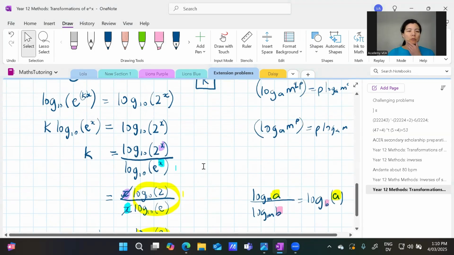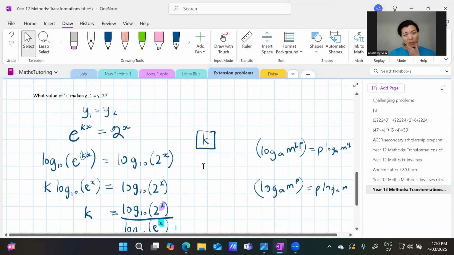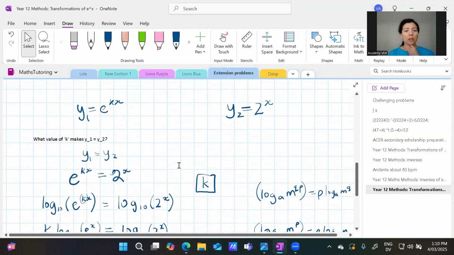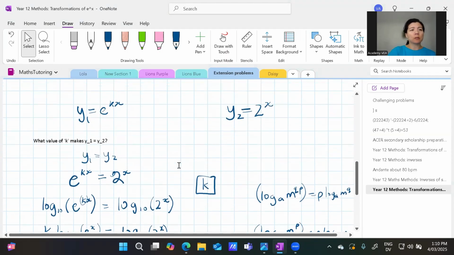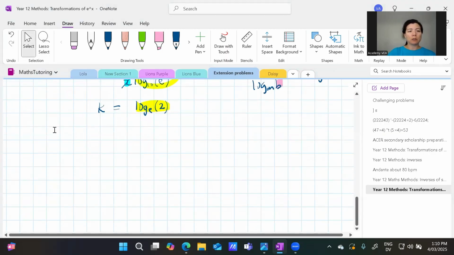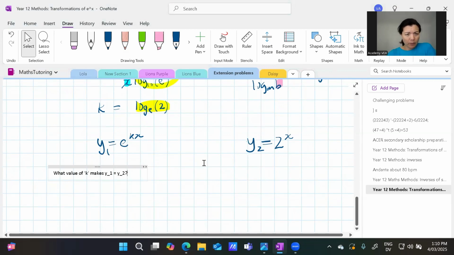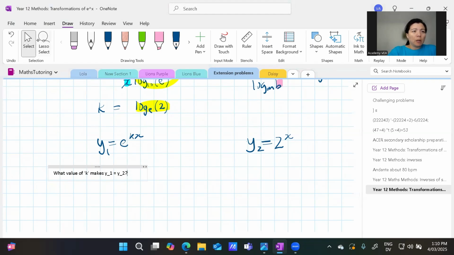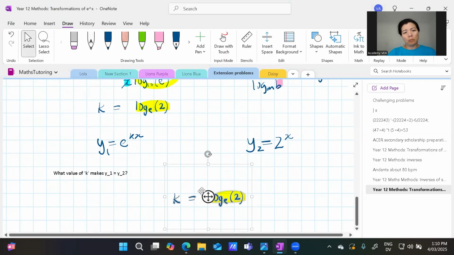Okay, so how is that helpful? Some questions will step you through this process of finding k. To answer the question, what value of k makes y1 equal y2, you now have the answer. K is log to the base e of 2. There. You can disappear and answer your question and be happy with that.